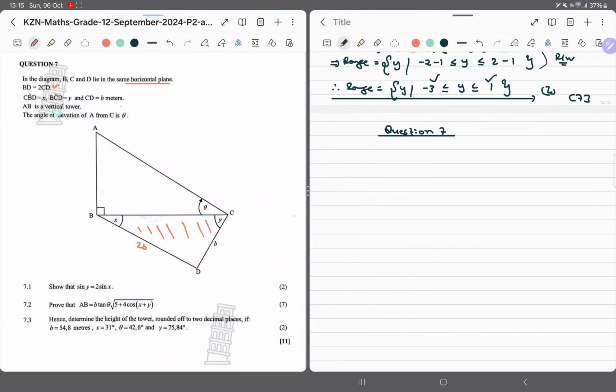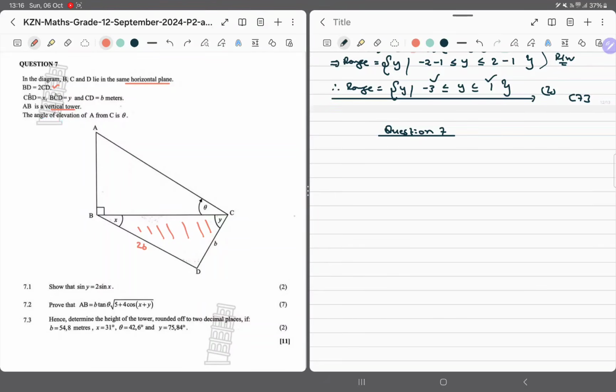AB is a vertical tower. So it's already indicated. If this is vertical to that, remember this is the same horizontal plane. So this already means this is also 90 degrees too. So we must think of that, but let's just leave that for now.